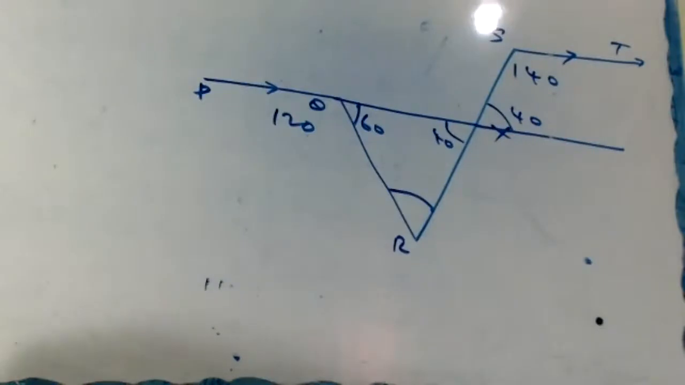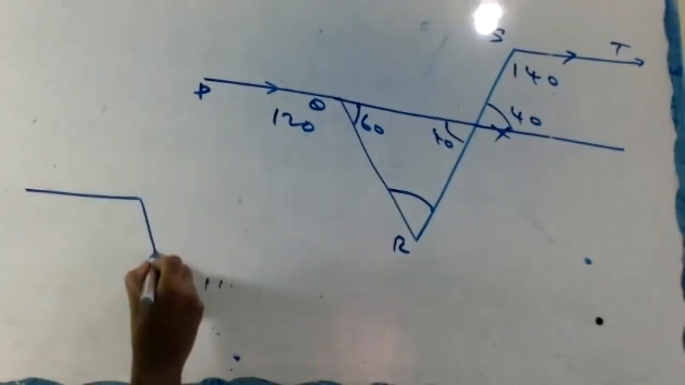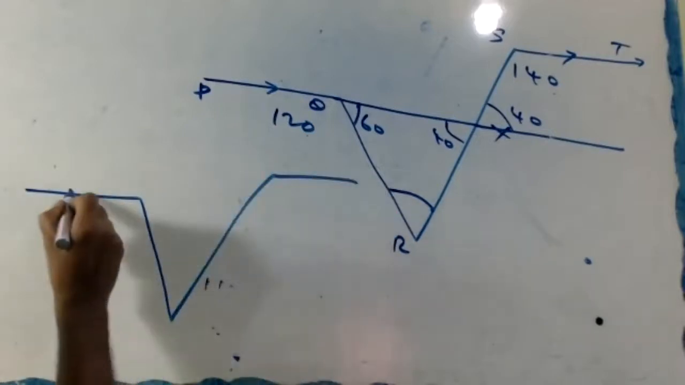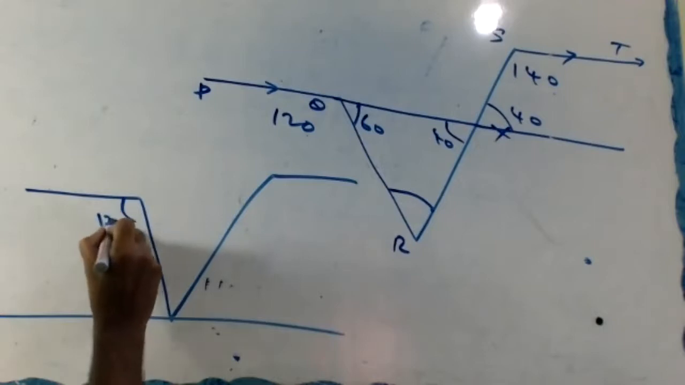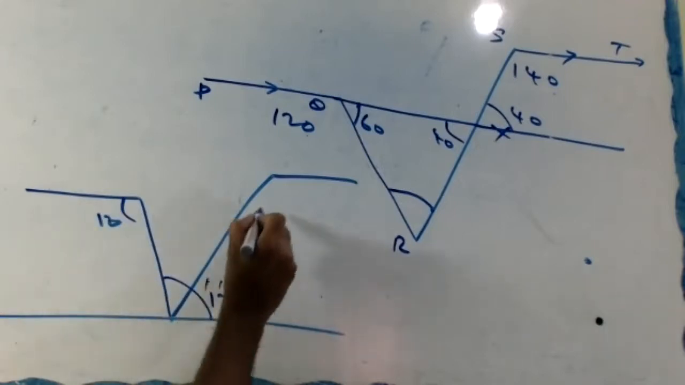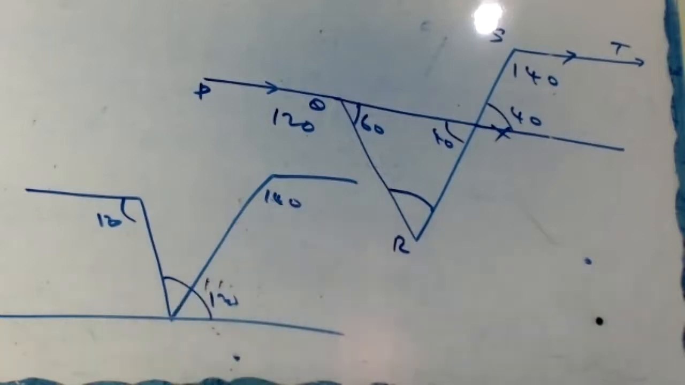But that time we did another method. You remember or not? We did it like this. We joined here. This is 120. This is also 120. This is 140. So here 40. Here is 80. Like that we did. Okay. So anyway, you can do it.